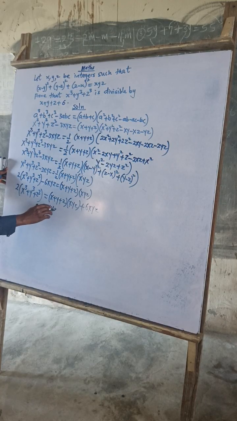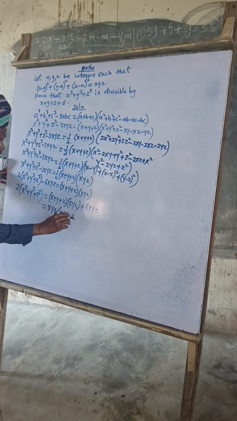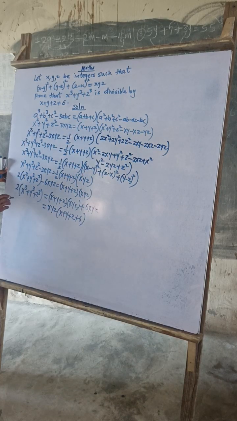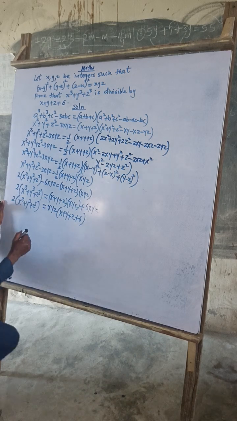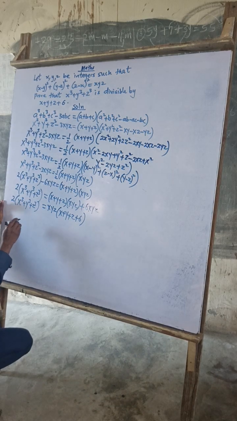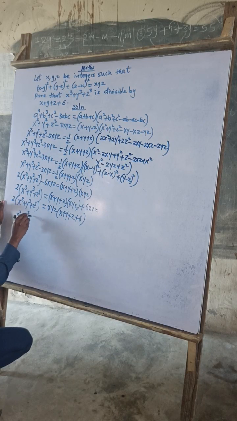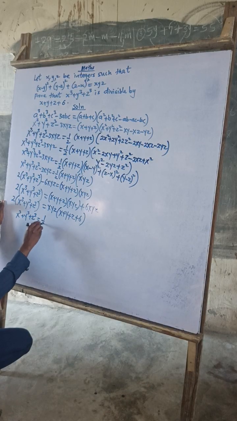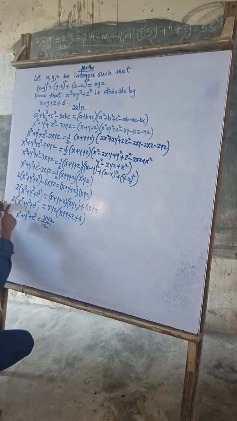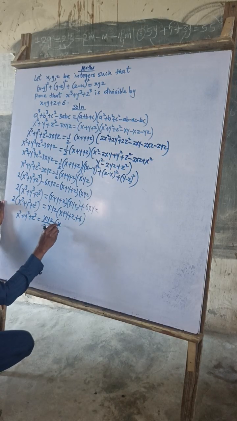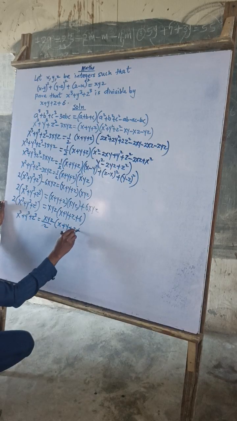We have x, y, z. Then what is left here is x plus y plus z, and what is left here is plus 6, then equals to 2 open bracket x cubed plus y cubed plus z cubed. Now, this can be written as x cubed plus y cubed plus z cubed equals to, dividing both sides by 2, x, y, z into bracket x plus y plus z plus 6.